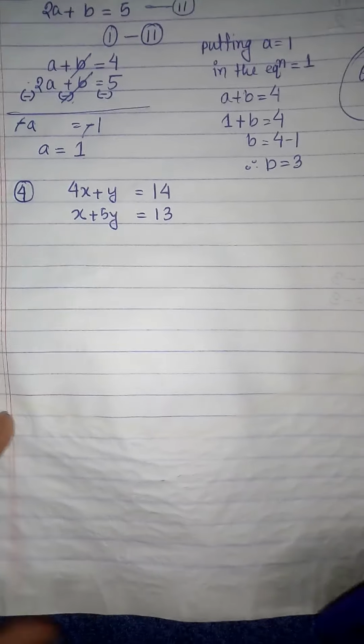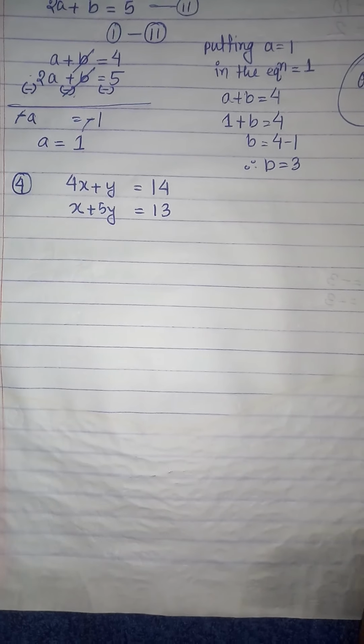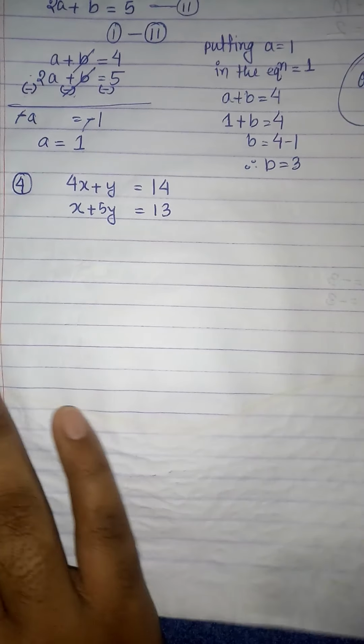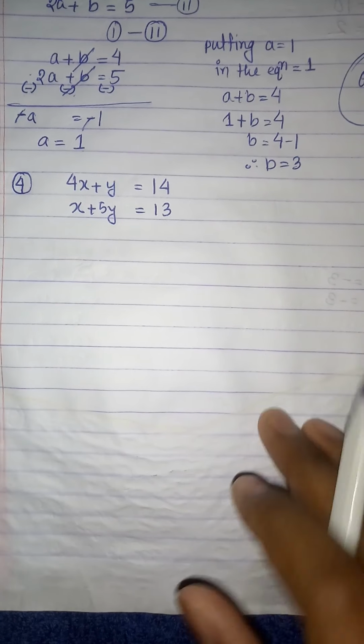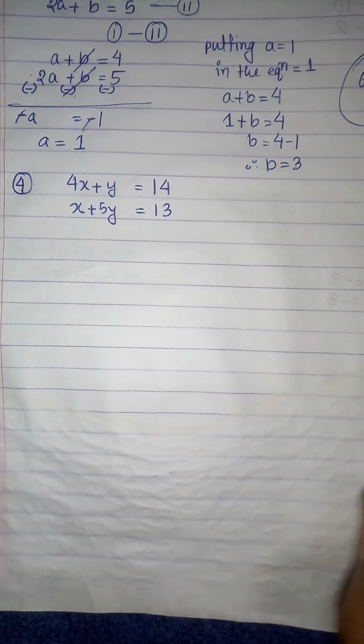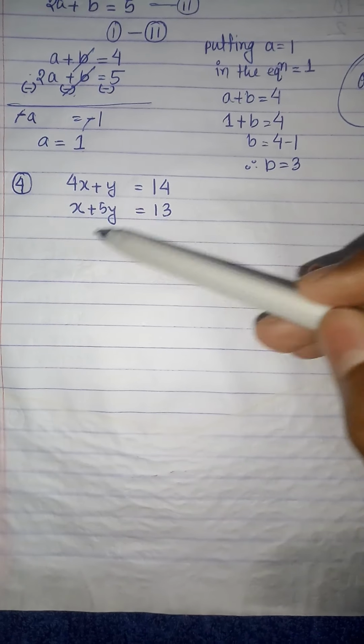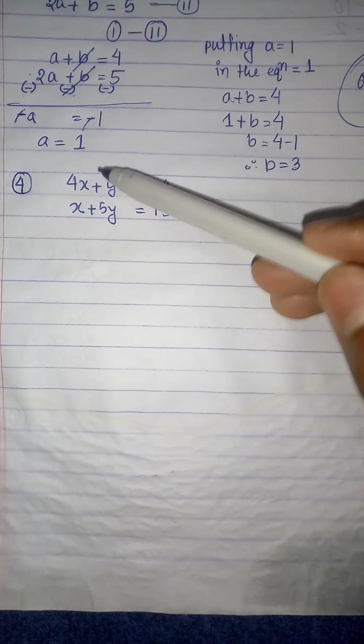Okay, now the last math for the elimination method is using 4x plus y equal to 14. Here there is a slight bit of confusion because none of the constants are the same and none of the signs are reversed.